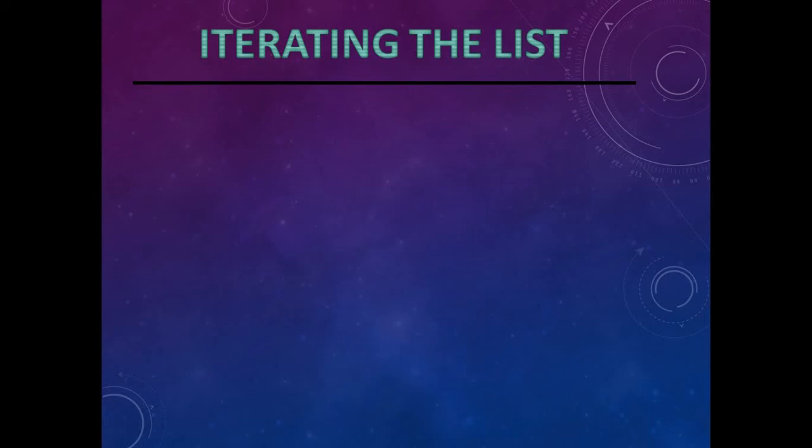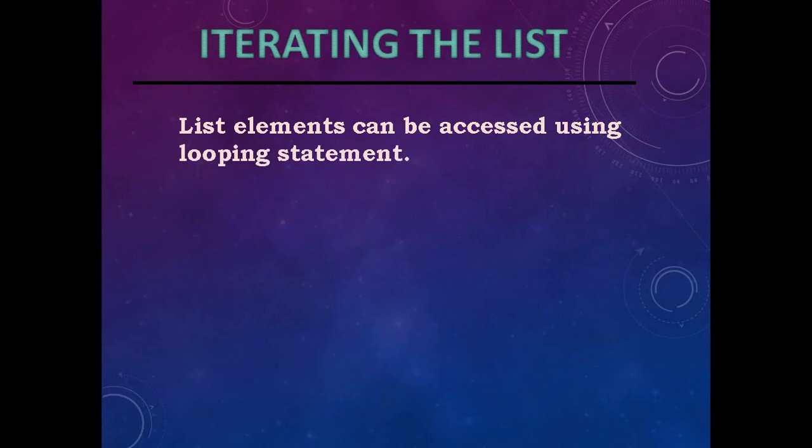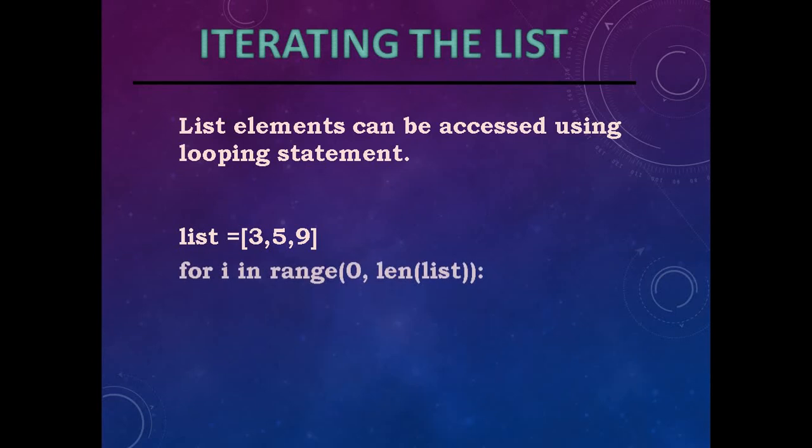Next, iterating the list. We already discussed for loops and while loops, and now we will see how to iterate the list. List elements can be accessed using looping statements. list = [3, 5, 9]. I am creating a list here with the numbers 3, 5, 9, separated by commas and enclosed in square brackets.